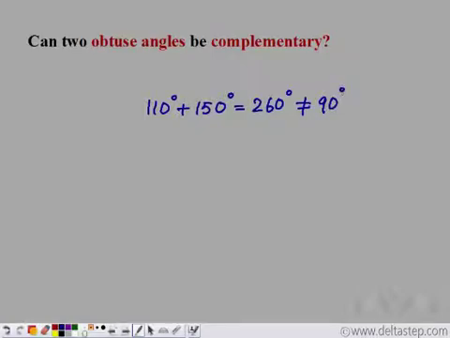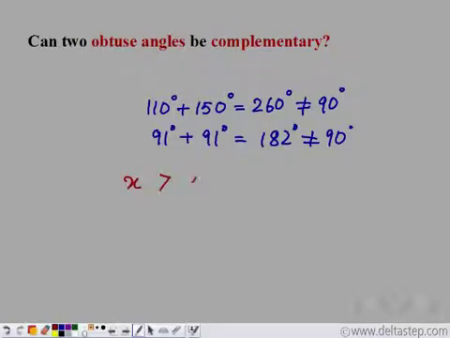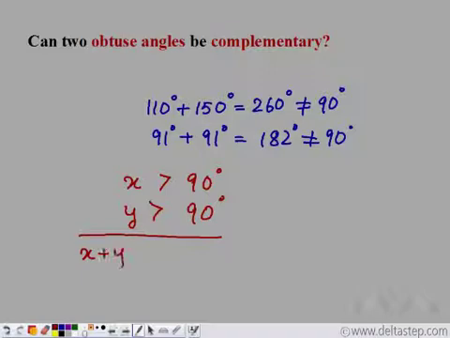Let's take smaller angles. We take 91 plus 91, which is equal to 182 degrees, still not equal to 90 degrees. In fact, take any two obtuse angles. We have x, since it is obtuse, it is greater than 90. We have y, since it is obtuse, it is greater than 90. If we add these two, the sum of x plus y will be greater than 180 degrees. So the sum can never be 90 degrees. So two obtuse angles can never be complementary.